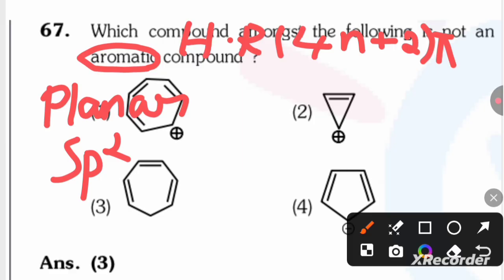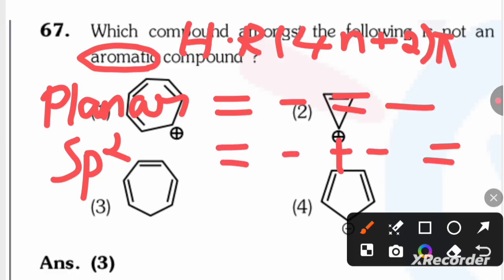And one more thing is we need to find alternate double bond, single bond, double bond, single bond. That is the first case. And the second case is either double bond, single bond, carbocation, single bond, double bond, this should be there at least, or double bond, single bond, lone pair of electrons, single bond, double bond. It must be there. This should be followed if you want to call anything aromatic. Let us see one by one.